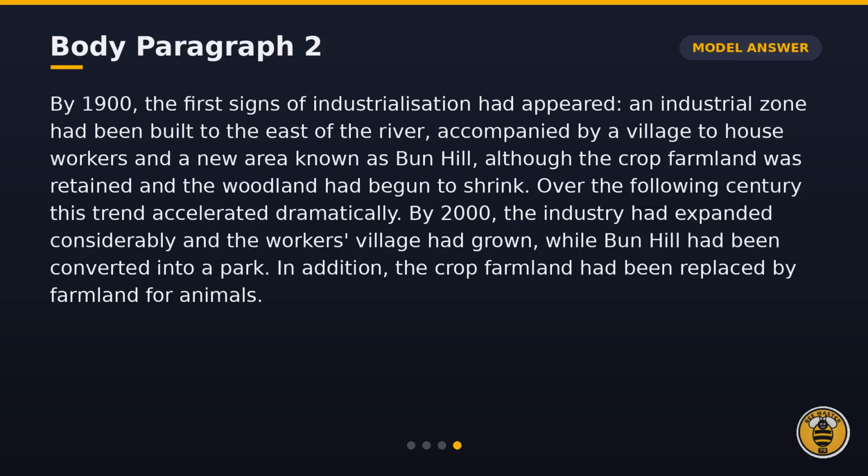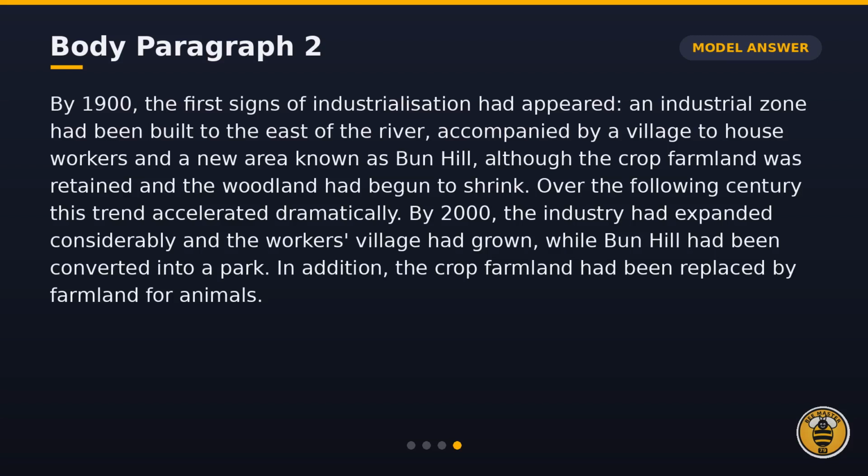Body paragraph 2 traces the changes. By 1900, the first signs of industrialization had appeared. An industrial zone had been built to the east of the river, accompanied by a village to house workers and a new area known as Brindell, although the crop farmland was retained and the woodland had begun to shrink.